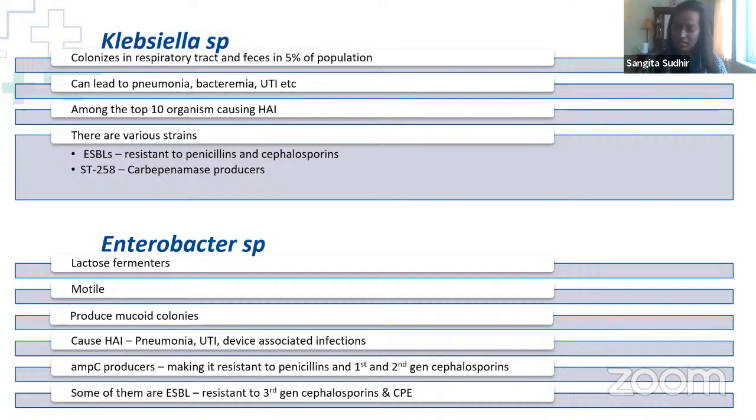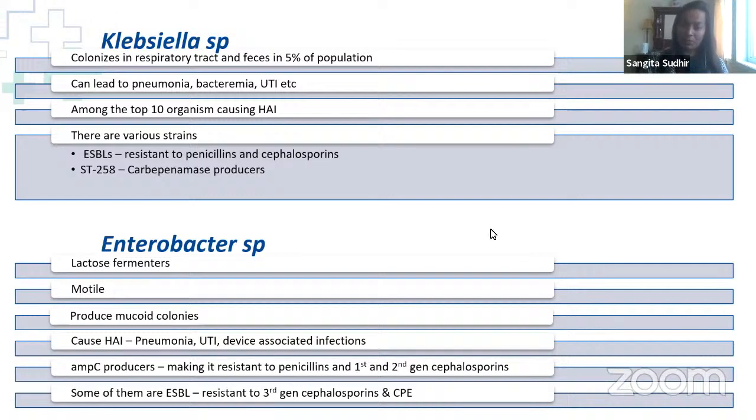So you can see ESBLs. ESBLs means extended spectrum beta lactamase producing Klebsiellas. When they produce the beta lactamase enzyme, that means they are resistant to first generation, second generation cephalosporins, penicillins, and we have to rely on beta-lactamase inhibitors like amoxicillin clavulanate, ampicillin sulbactam, etc.